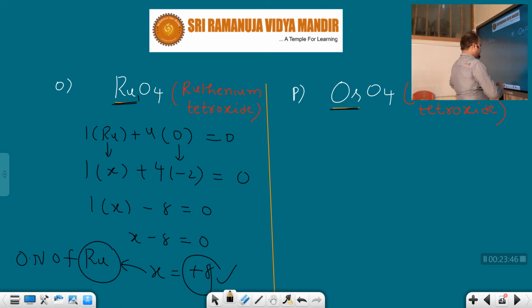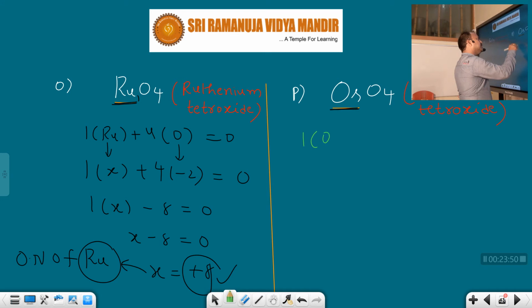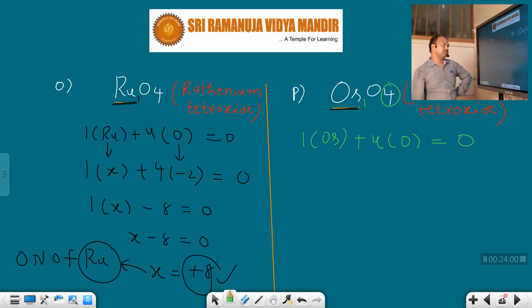Next one, osmium tetroxide. We have to find the oxidation number of osmium. How to do it? How many osmiums are there? 1 osmium, because only 1 osmium will be given. How many oxygens will be given? 4 oxygens. Should be equal to its charge 0, because osmium tetroxide is a compound.